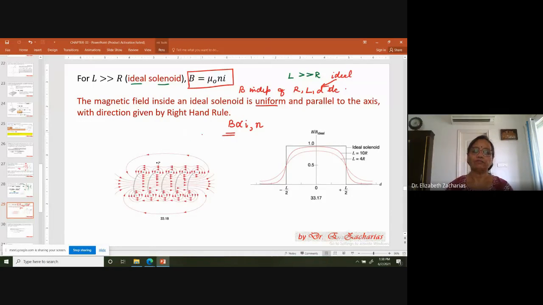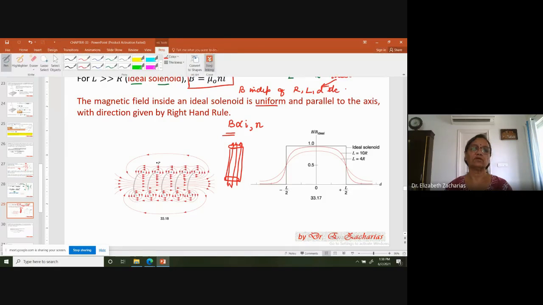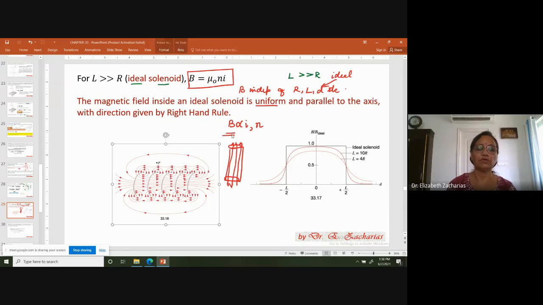When I say uniform, I already told you the direction is given by the right hand rule. So let's say this is the ideal solenoid. Then you will see that the magnetic field everywhere inside will be parallel lines. And then you will ask what happens outside. Outside, it can be quite simply shown that the magnetic field is zero. How do you show it is zero? Here is a picture. Let's take this picture and blow it up and show you.